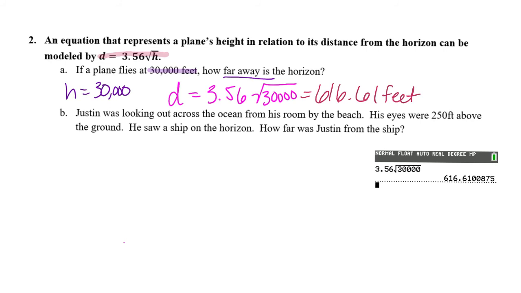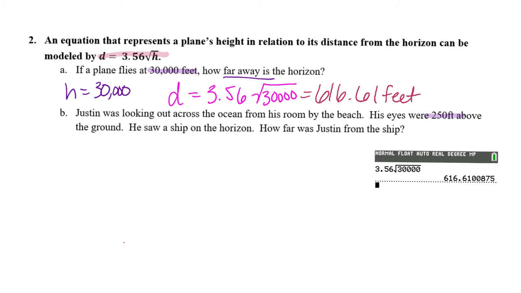All right, part B. Justin is looking out across the ocean from his room by the beach. His eyes are 250 feet above the ground, so that's the height. He saw a ship on the horizon. How far is Justin from the ship? So that 250 is my height.